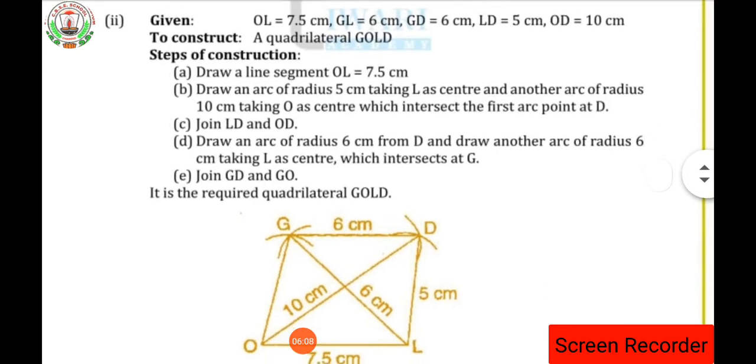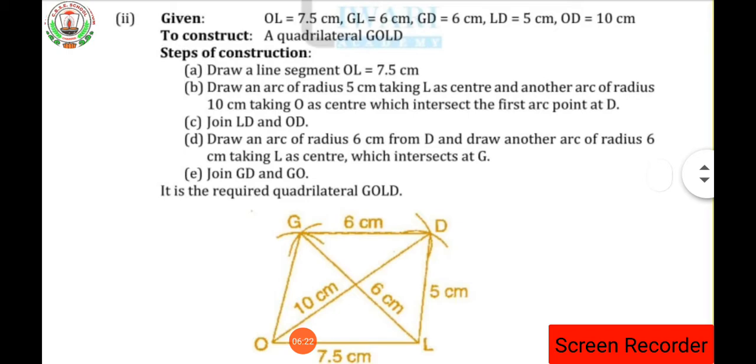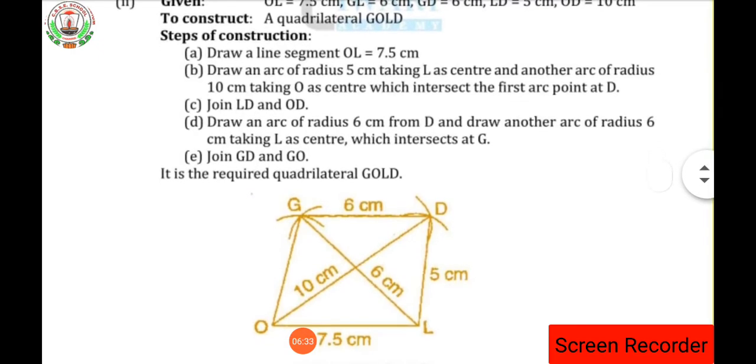Question number 2 of exercise 4.2. Here we have a quadrilateral GOLD. The name of the quadrilateral is GOLD. Now here what you have to do is use the measurements OL 7.5 centimeter, GL 6 centimeter, GD 6 centimeter, LD 5 centimeter, OD 10 centimeter to draw the quadrilateral.